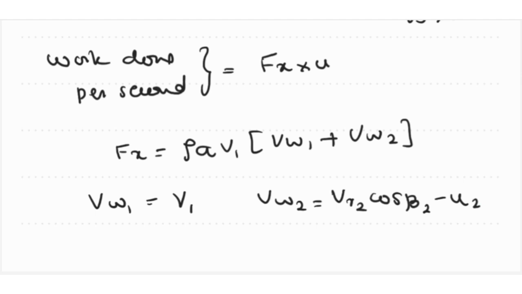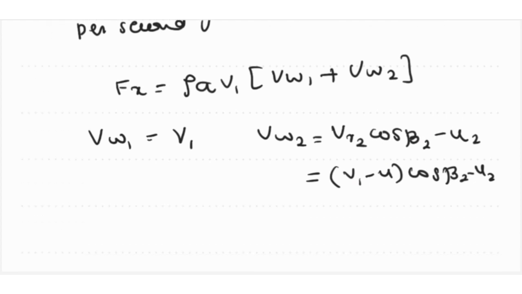So what is VR2? We can get VR2 as V2 minus U, cos phi. So VR2 is equal to VR1. VR2 is equal to VR1, so that we can calculate (V1 minus U) cos beta 2 minus U2. So VR2 is equal to VR1, and VR1 is equal to V1 minus U. So this is what we'll get.